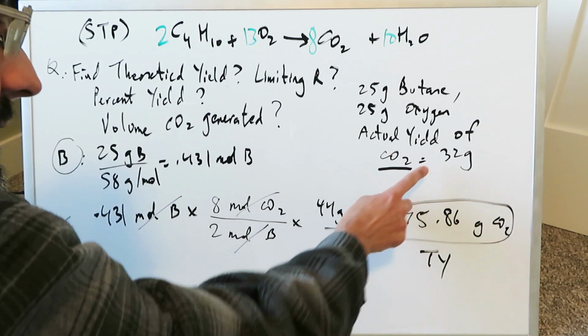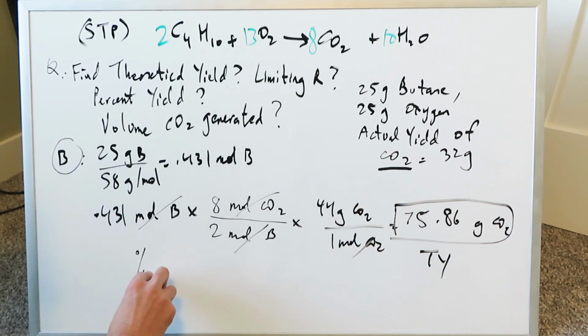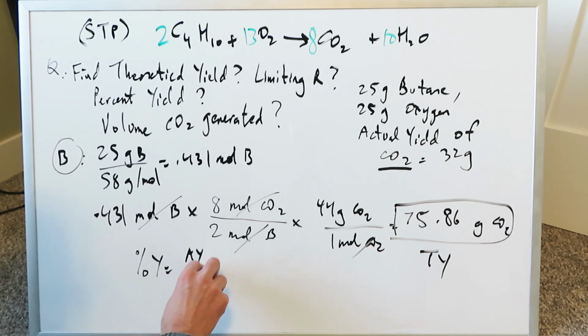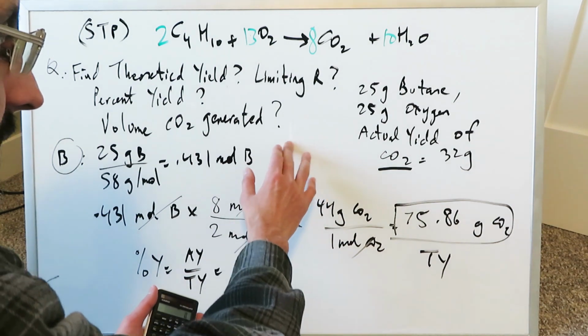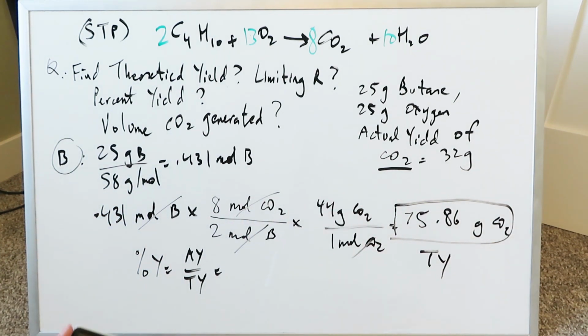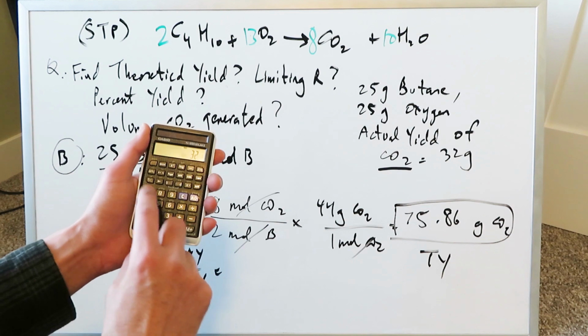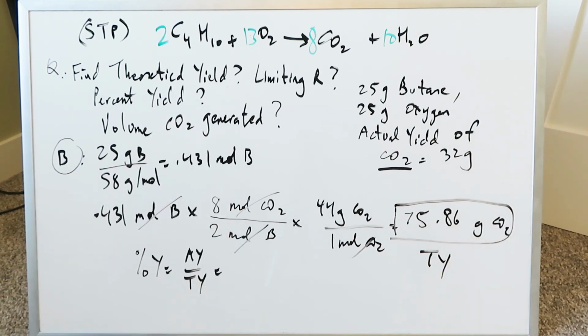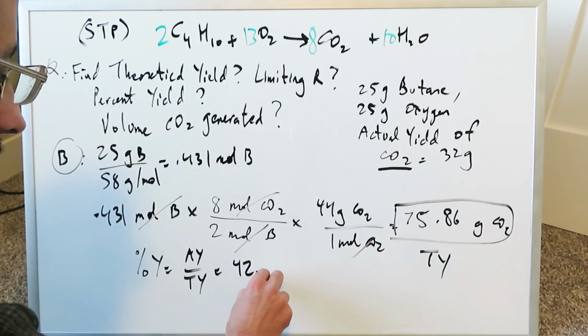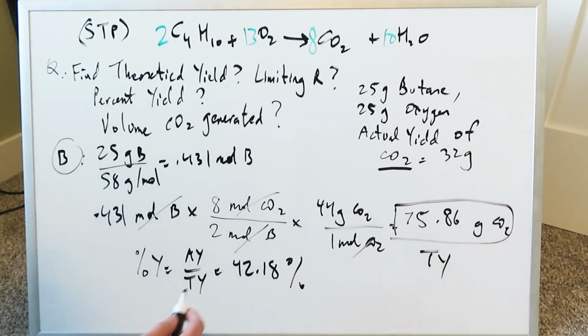What was our actual yield? 32. Now how can we determine our percent yield? Percent yield is always equal to your actual yield divided by theoretical yield. Our actual yield is 32, but we could have really gotten 75.8, which means whoever carried out this reaction did it under poor conditions, and their reaction measurements were not perhaps good, and they lost a lot of materials along the way, and they had a wasteful process. So you do 32 divided by 75.86, multiply that by 100, we have a yield here of 42.18%, a very poor yield. 42.18%, but still that answers our question.